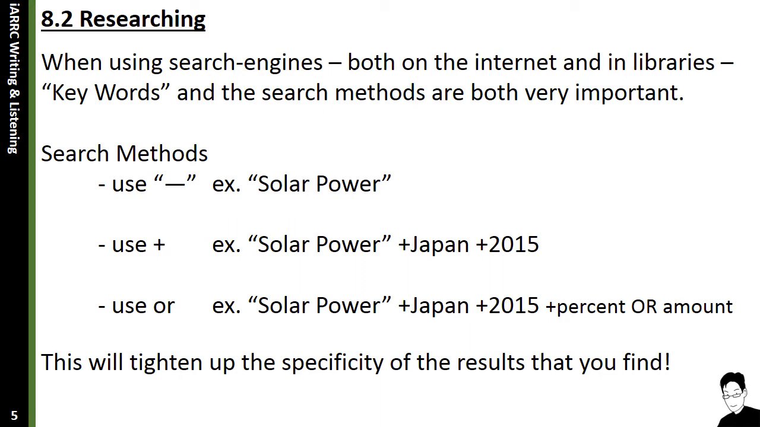If you use the plus sign, you will add Japan and 2015 or some extra data to that search. This will help tighten the specificity of the results that you find. You could also include or other additions to help you find more data. This kind of search method use will cut down search results from 16 million down to only hundreds or thousands. After this, of course, you will have to find the best sources by yourself.